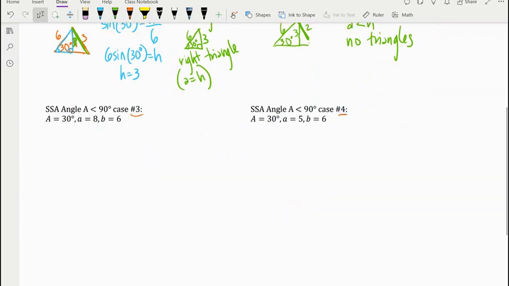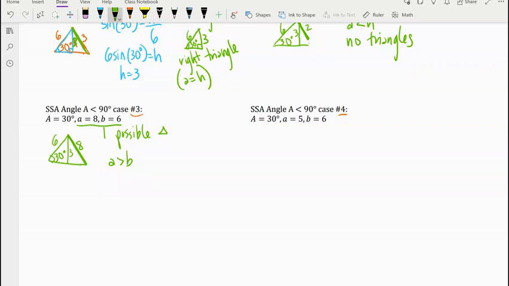Okay, what if we have 30 degrees, B is 6 and A is 8? That I can create. Again, the height is only 3, so 8 creates this side length over here, and then this is possible. So this is just one possible triangle, and that's when your A is greater than your B. Looking at my values, I've got A is greater than B.